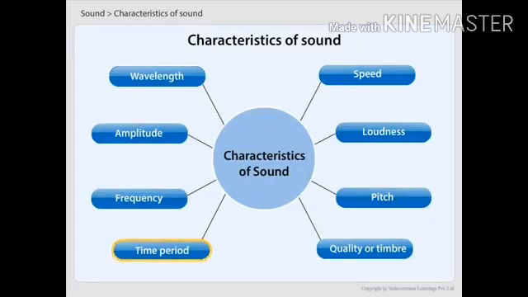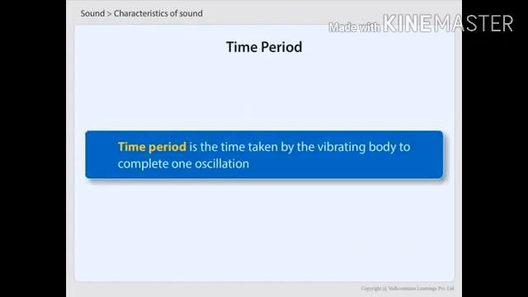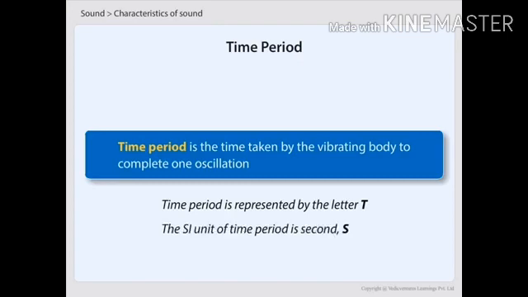Next is time period. What is time period? It is the time taken by the vibrating object to complete one oscillation. Time period is represented by the capital letter T. The SI unit of time period is second.